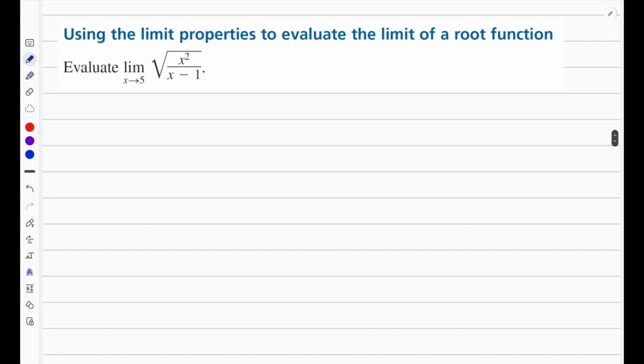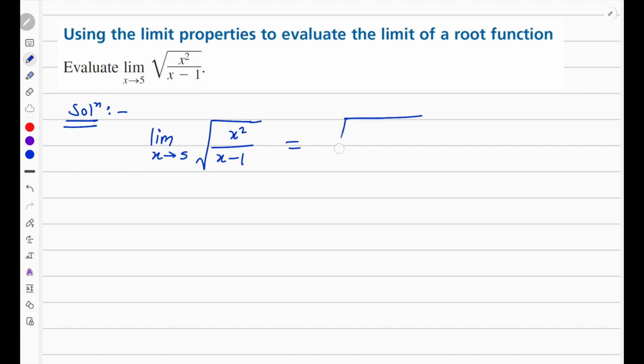Here we have given a function which is under the root function. So root function basically is the power. So we can take the limit inside the power. So we can take the limit inside the root. So we have limit x approaches to 5 square root of x square upon x minus 1. As per the property, I can take limit inside the power or inside the root. So limit x tends to 5 x square upon x minus 1.